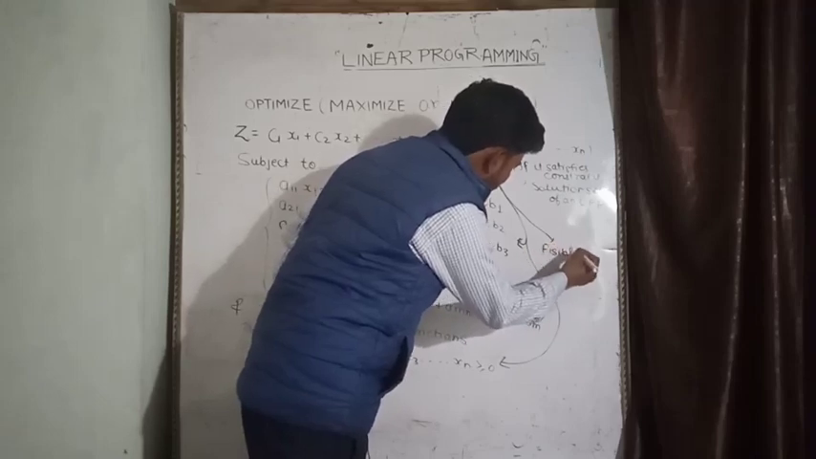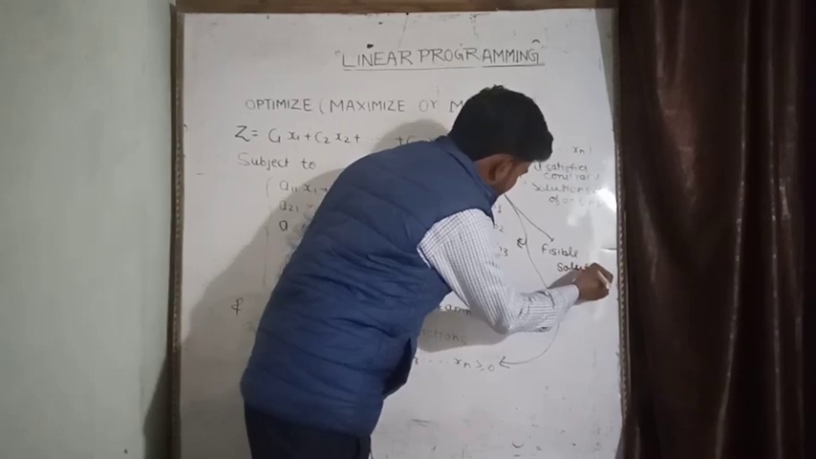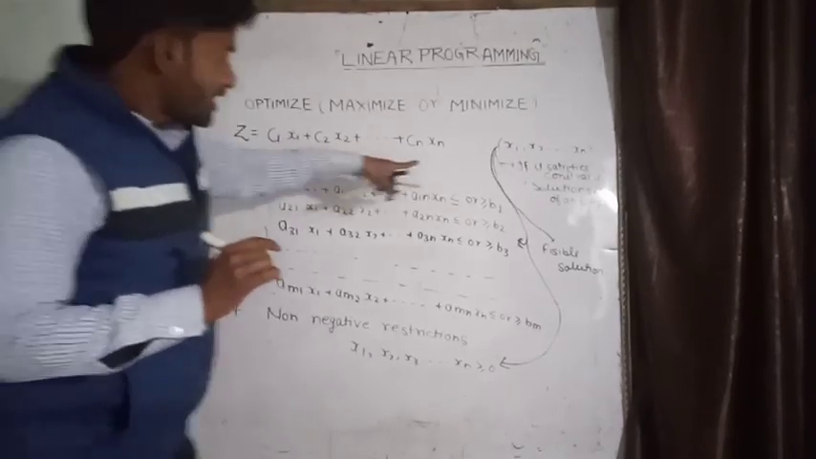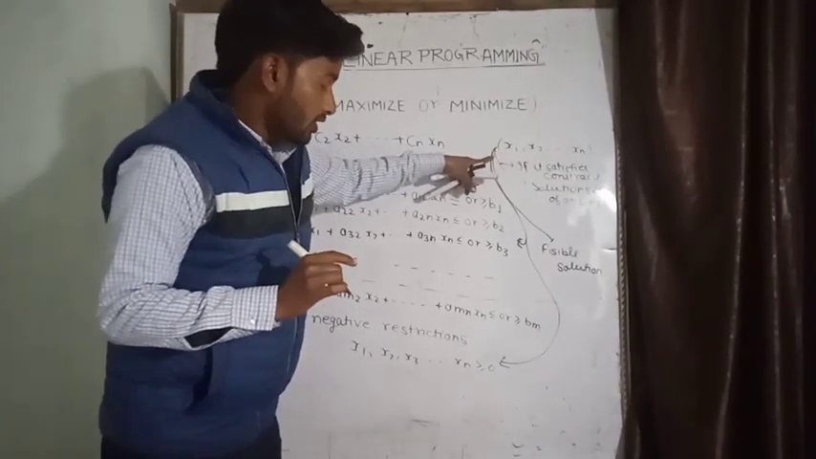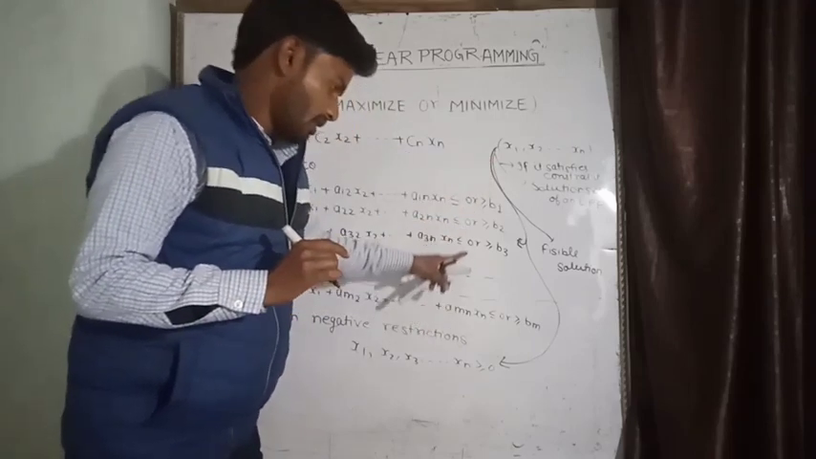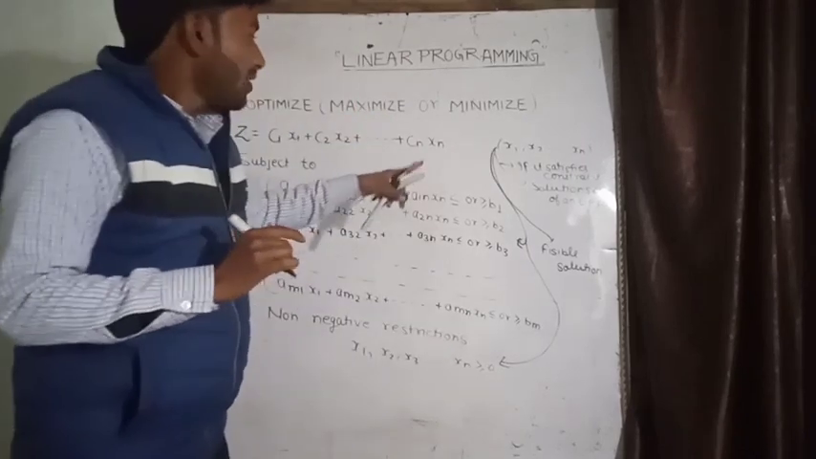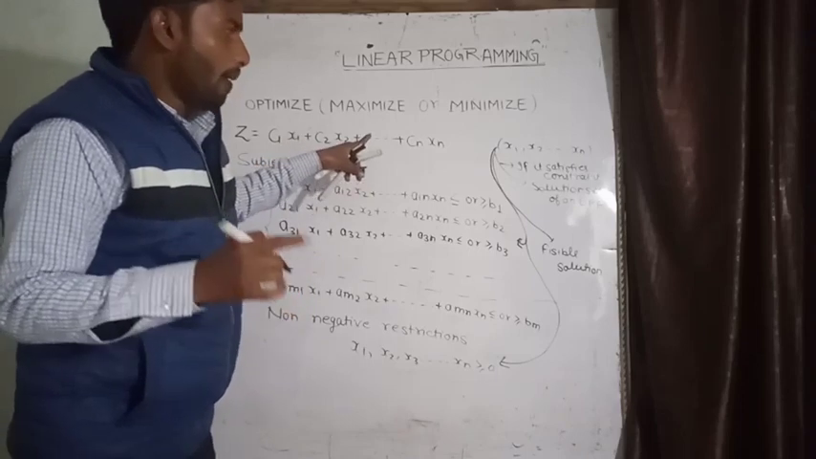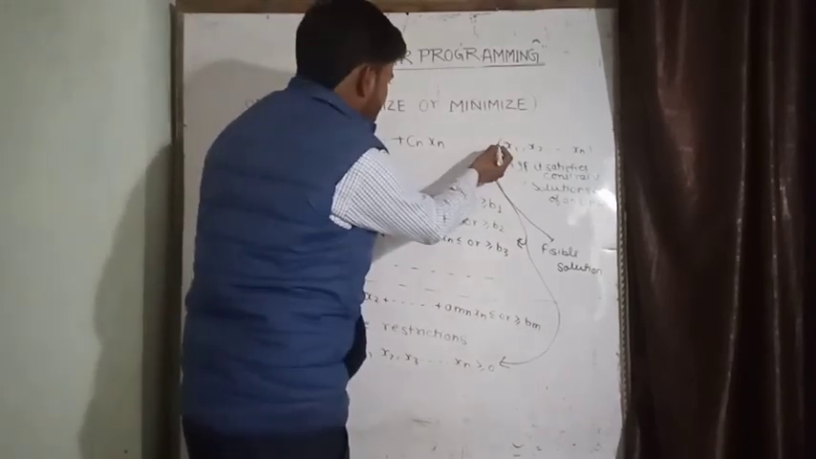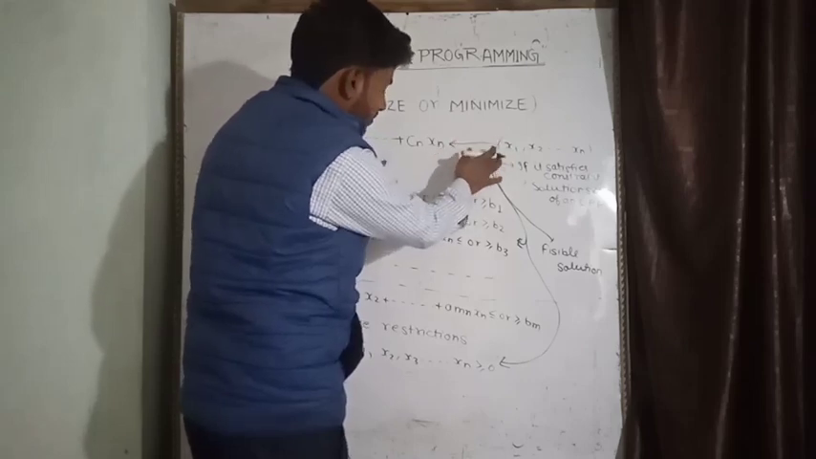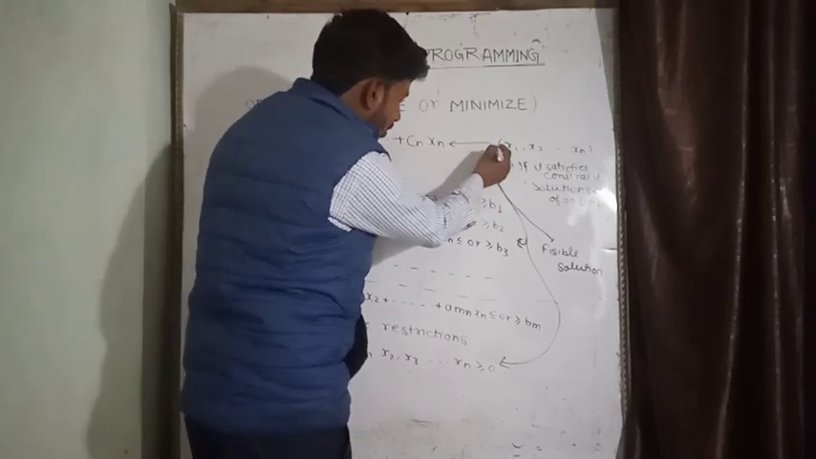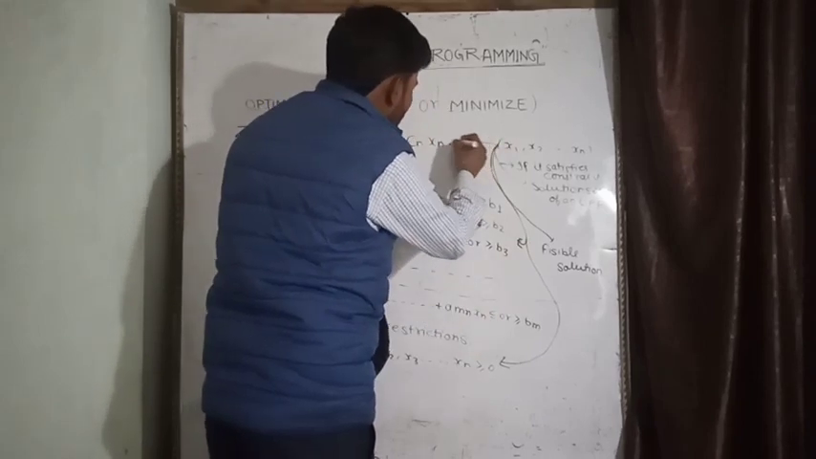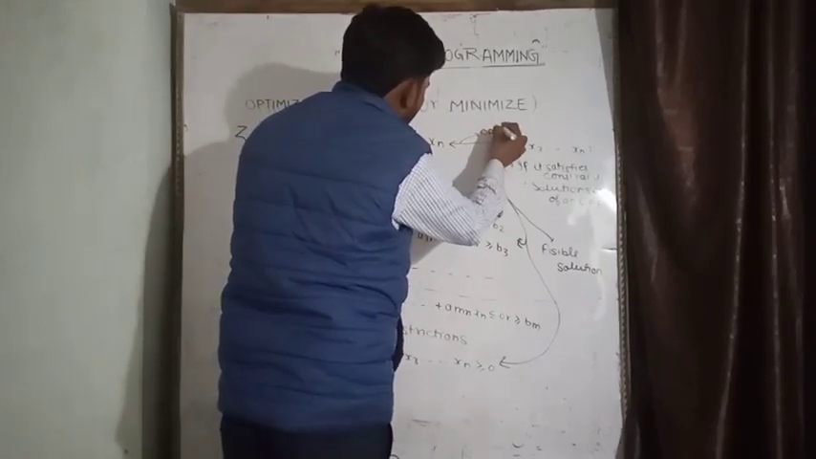Then this is called the feasible solution. So this is your feasible solution. If this solution set satisfies the constraints and non-negative restrictions, and also gives the maximum or minimum values, if it satisfies this, that is it gives maximum or minimum values, and also satisfies these two conditions, then this solution is called the optimal solution.